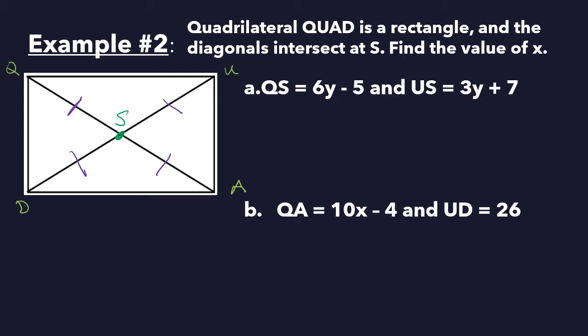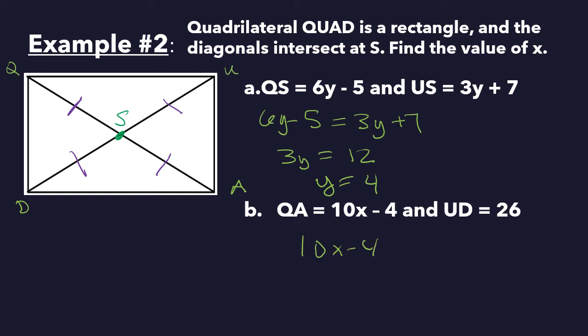So if QS is 6y minus 5, that means US is also going to be the same length, so we can set those two equal to each other and we can solve. Doing some pretty quick algebra here. So the value of y equals 4. Now the next statement says that QA is 10x minus 4, but UD is 26. Since both of those are diagonals and diagonals are congruent, I can set this equal. So 10x equals 30, and good algebra, x equals 3.